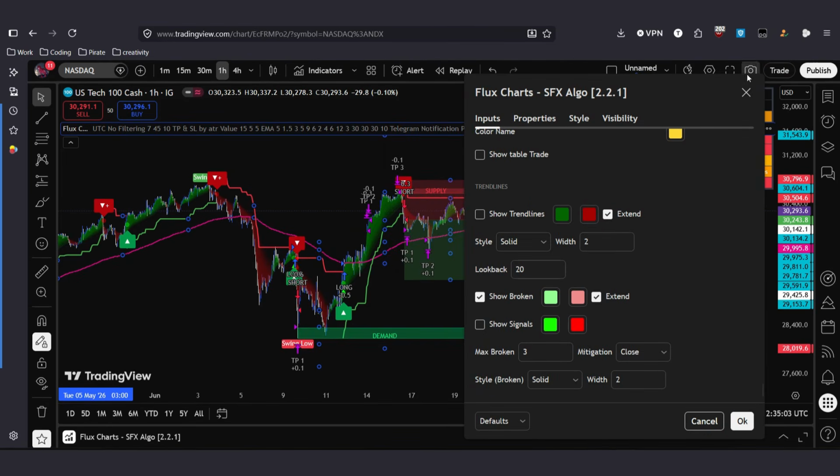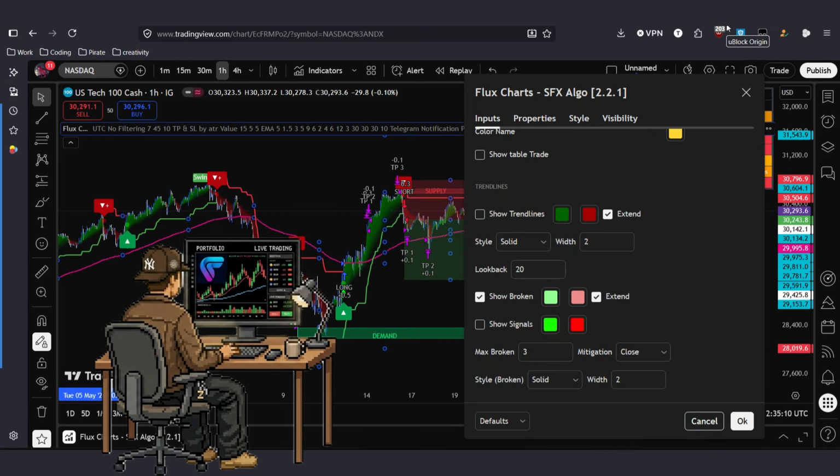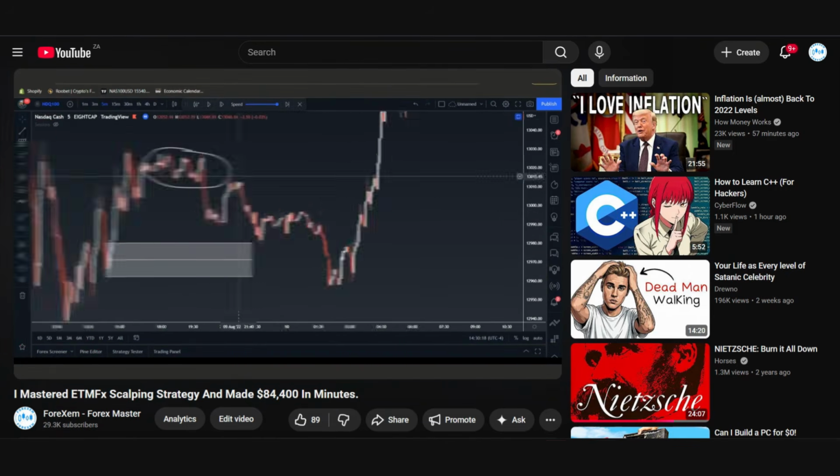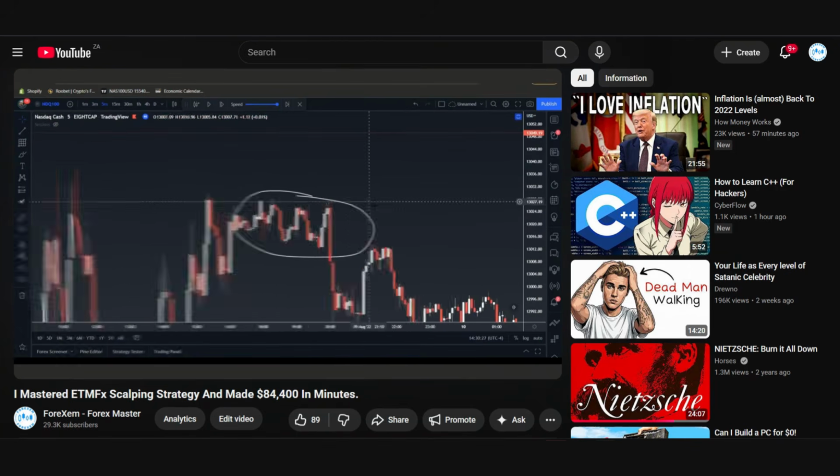Flux Algo is powerful on its own, but if you stop here, you're only using half the weapon. The traders who are actually printing on this thing aren't using Flux by itself. They're stacking it with my SMC scalping strategy, and that's when the setups become almost unfair. The confluences, the precision, the way it catches the real smart money moves, it's on another level.